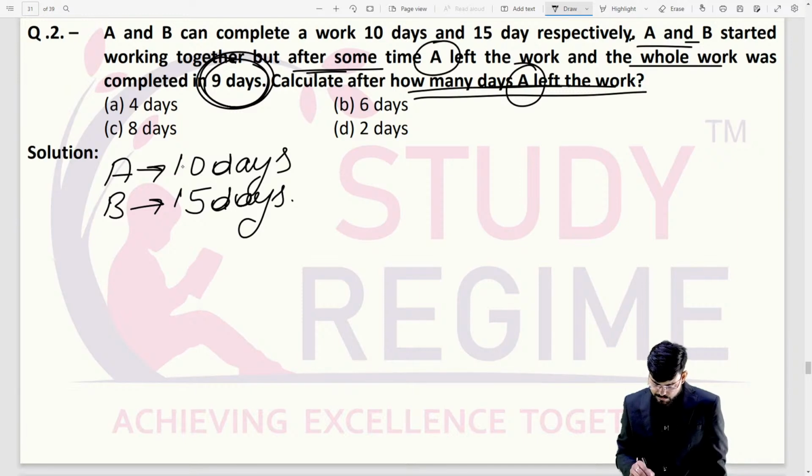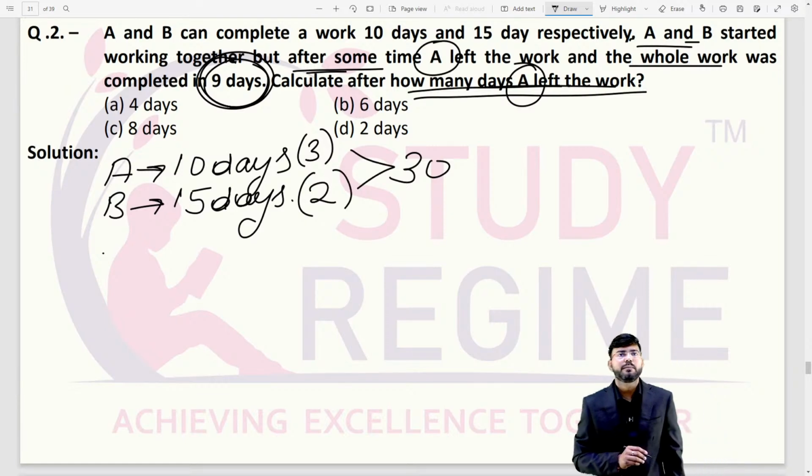You will take the LCM of 10 and 15. LCM of 10 and 15 will be 30. So this will be the total amount of work. Now you will divide 30 by 10, you will get 3 units of work. You will divide 30 by 15, you will get 2 units of work.